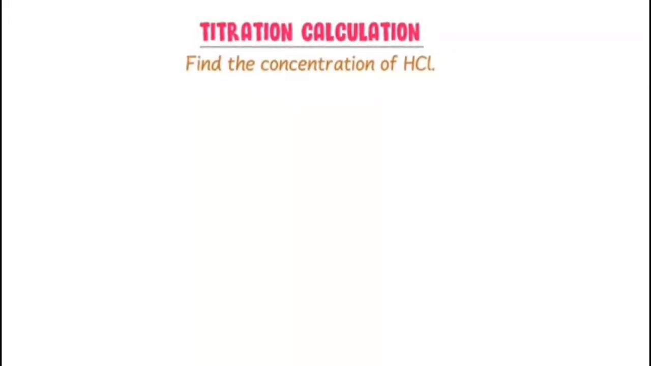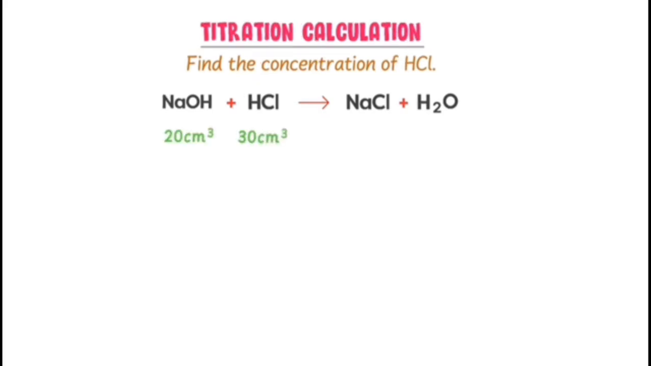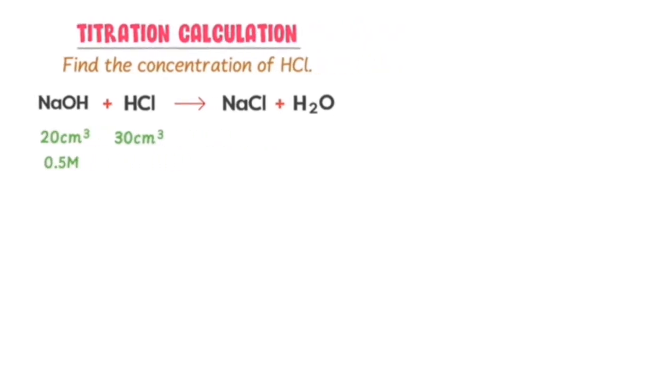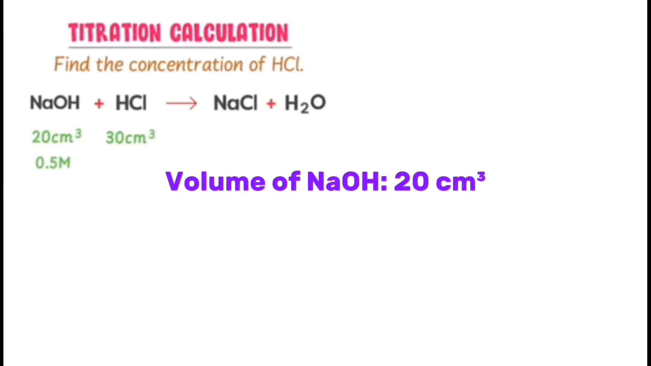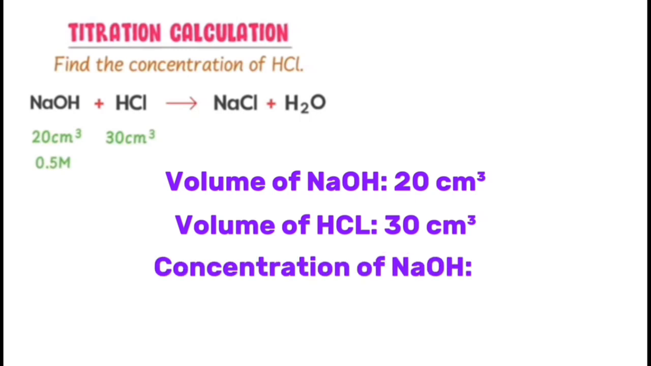Now, the final step is titration calculation. I will find the concentration of HCl. Firstly, I will write the chemical reaction. Sodium hydroxide plus HCl react together to form sodium chloride plus water. We can see that this chemical reaction is already balanced. In the previous slide, we know that 30 cubic centimeters solution of HCl is used and 20 cubic centimeters of sodium hydroxide solution, having 0.5 molarity, completely reacts with it. So I will write here, volume of sodium hydroxide is 20 cubic centimeters. Volume of HCl is 30 cubic centimeters. Concentration of sodium hydroxide is 0.5 M.